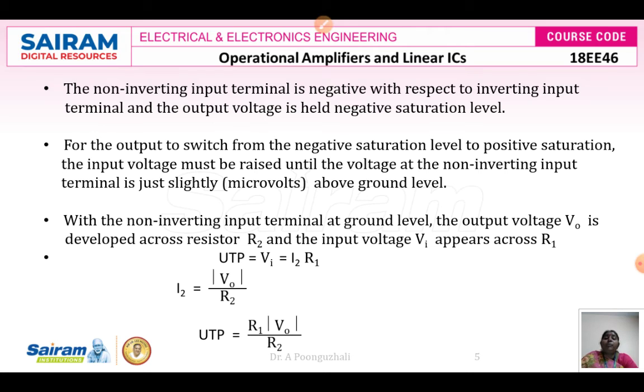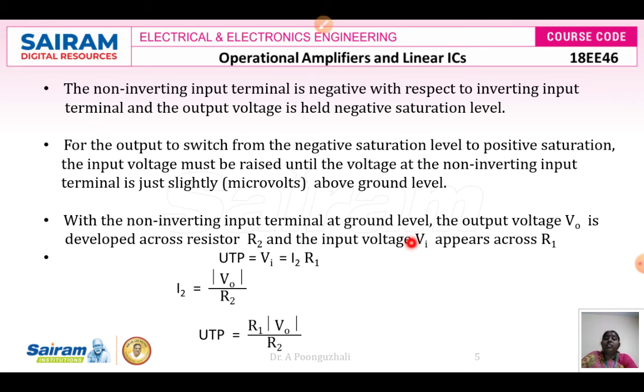So now for the output to switch from negative to positive saturation, I should increase my input voltage. So now I am going to give my input voltage there. When I give my input voltage, the input signal will be raised, until you get the voltage at the non-inverting terminal to be slightly above the ground level, that is around your microvolts there. When it is slightly above the ground level, it is going to be a positive voltage. So as a result, your output of the op amp will be positive. It will go from negative saturation to positive saturation.